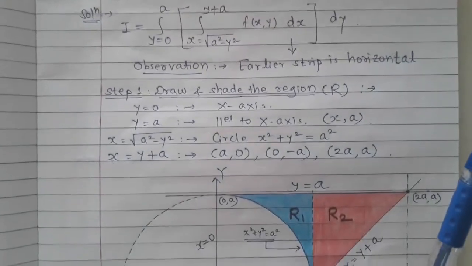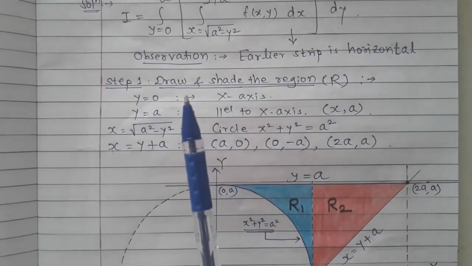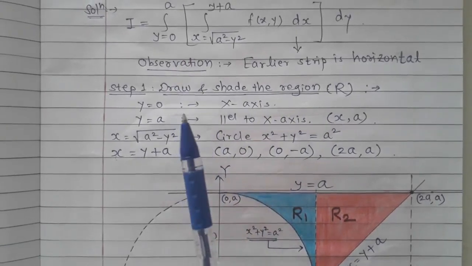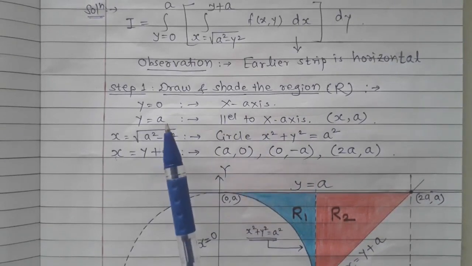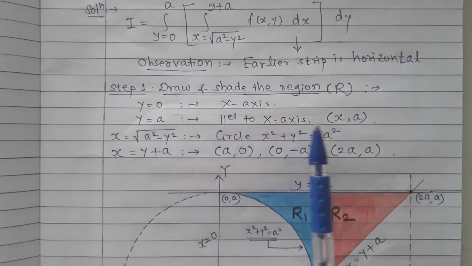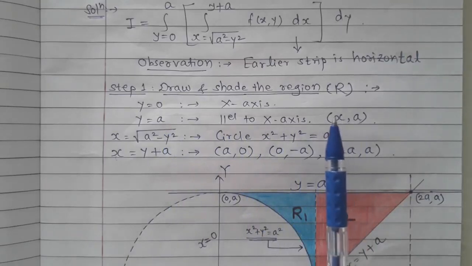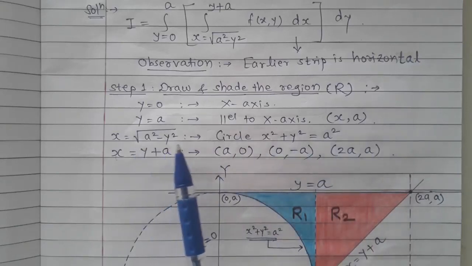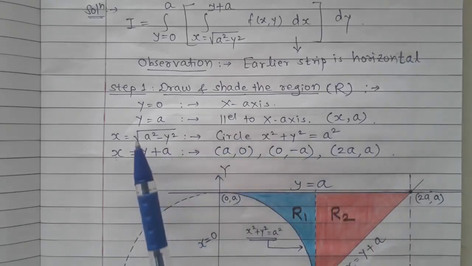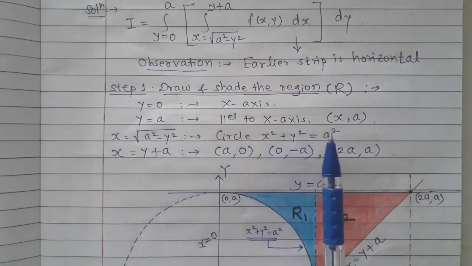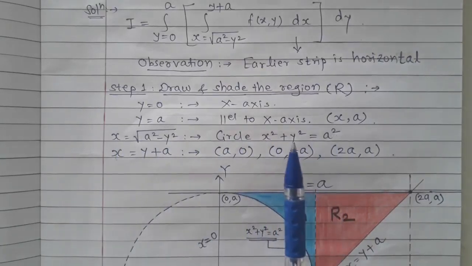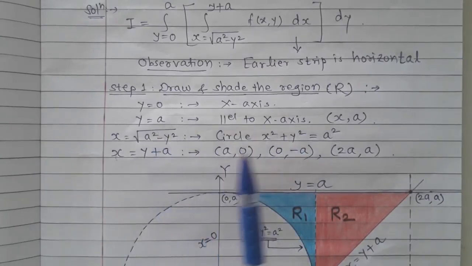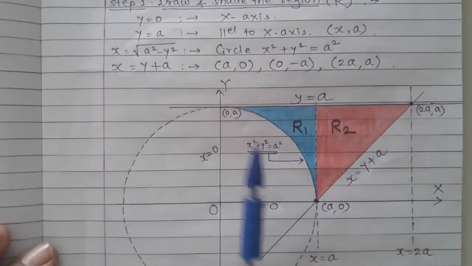First of all, we'll draw and shade the region. Step 1 is draw and shade the region R. For that, y equal to 0 is the limit. So y equal to 0 means actually the x-axis. y equal to a is a line parallel to the x-axis. So a general point on that is x, a. So any x you can consider, and second, the y coordinate is a. x equal to root of a square minus y square, that is actually a circle, because if we square this, we will get x square plus y square is a square. So the left side limit, that is the lower limit of x, is this, which is the boundary of the circle, which I have drawn here.